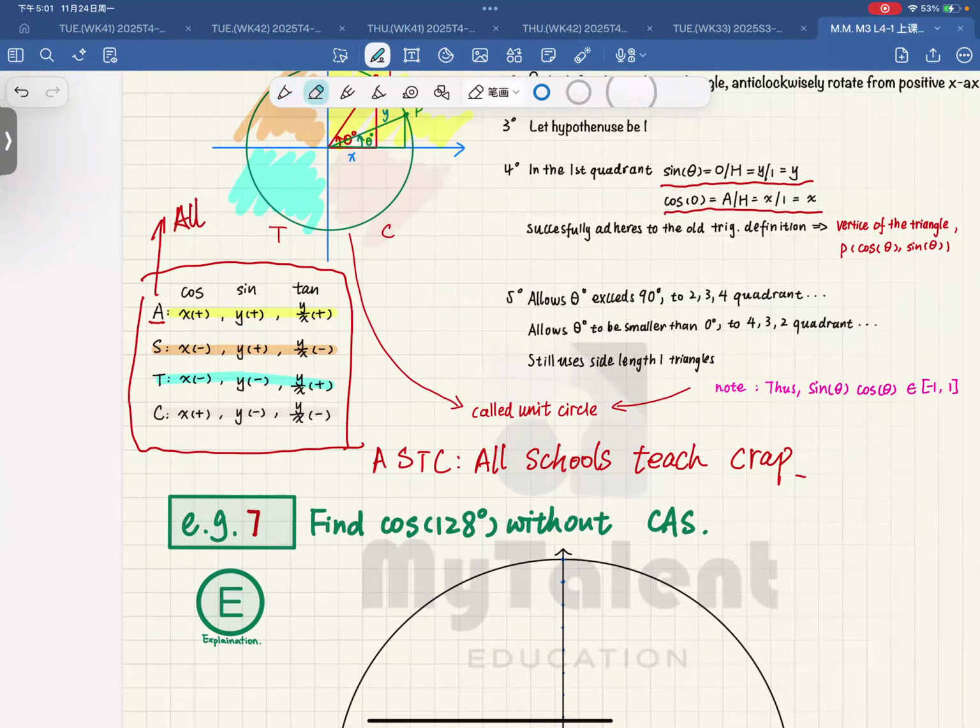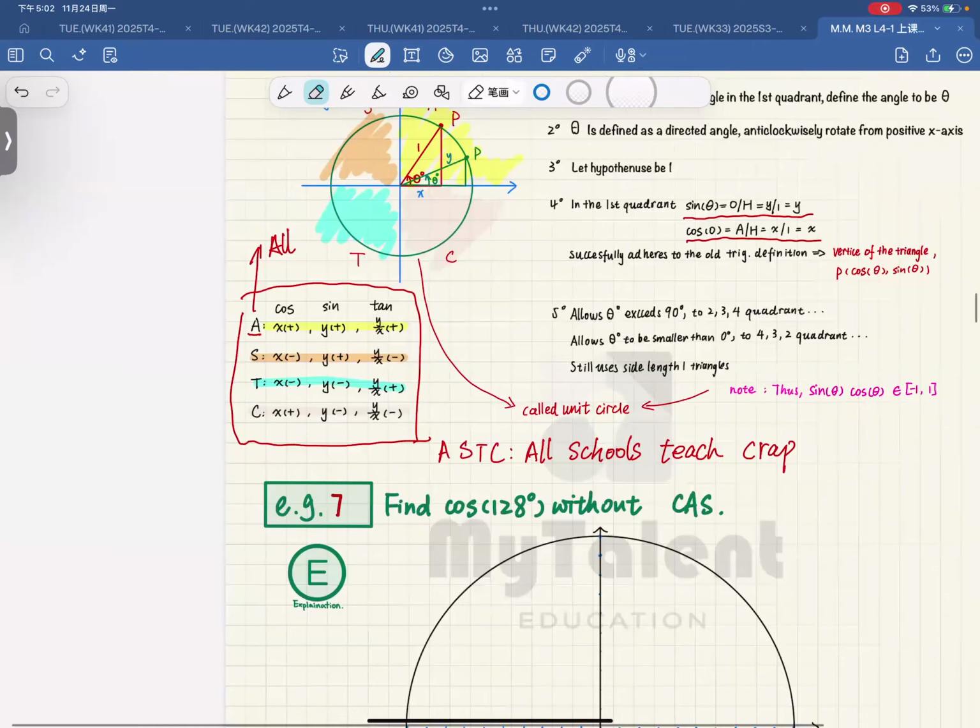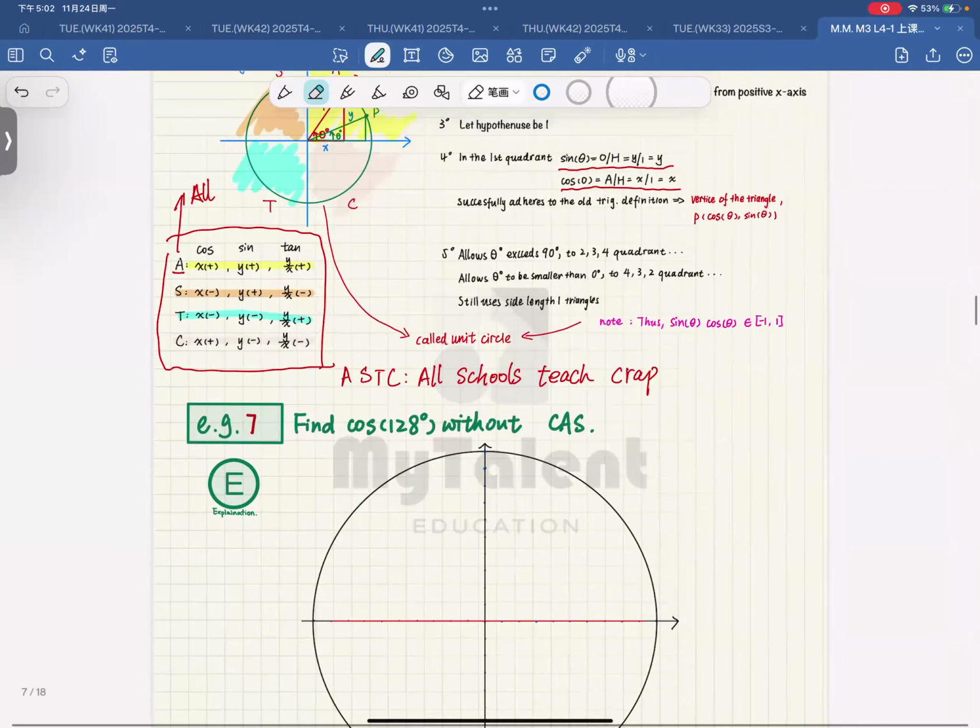Do you know where I learned this from? From my mentor teacher when I was doing my placement. My mentor teacher said, just tell students all schools teach crap. They will memorize it forever.